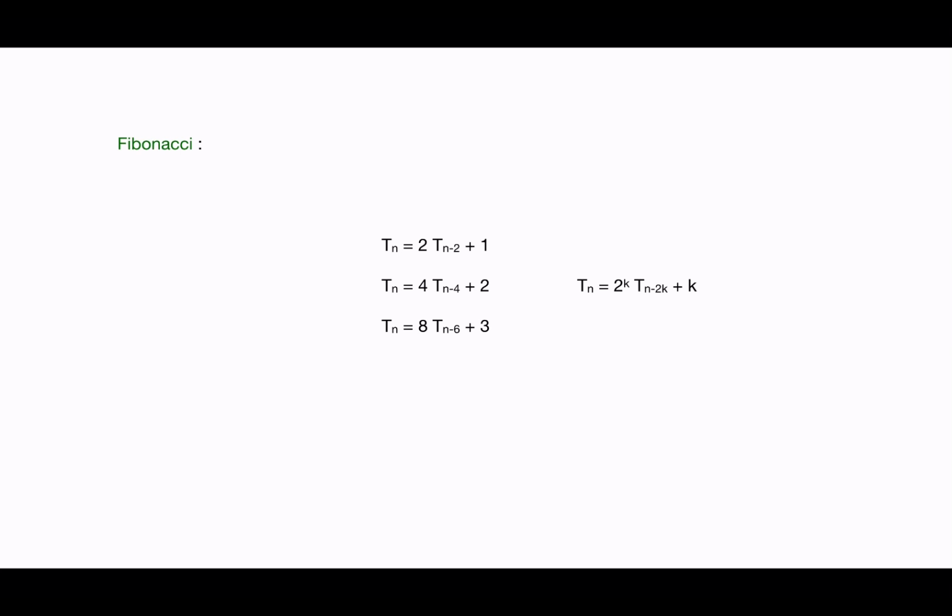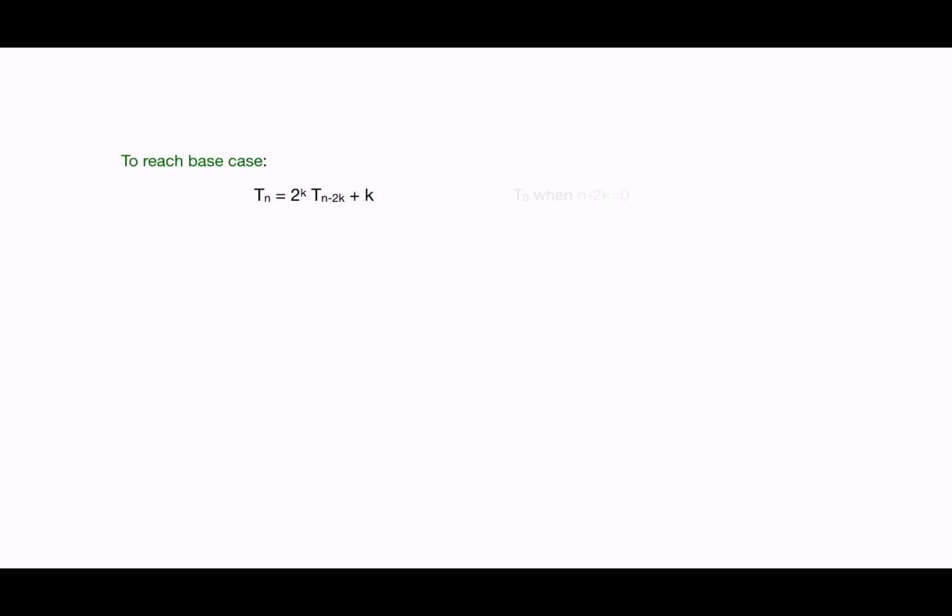Now we have to get this equation in terms of T0, because n equals 0 is a base case. So to get the term T0 in this equation, what is needed? For that, the value of n minus 2k must be 0, which gives us n equals 2k, right? And from here we get k equals n divided by 2. Now let's put this value in the equation.